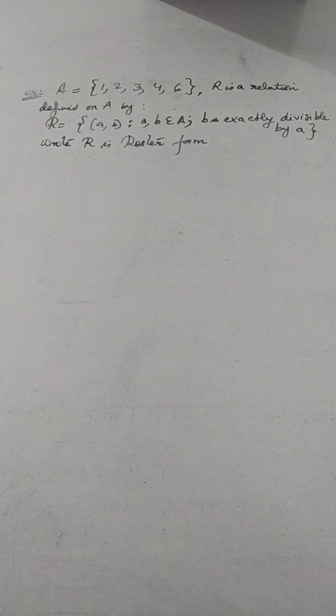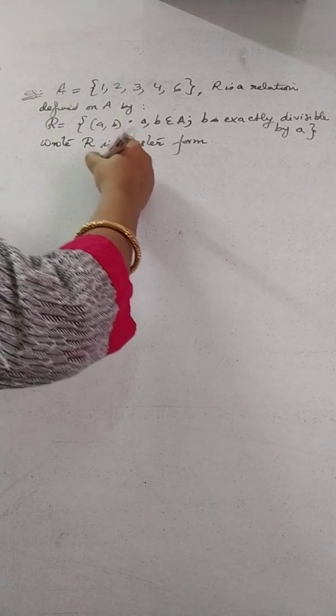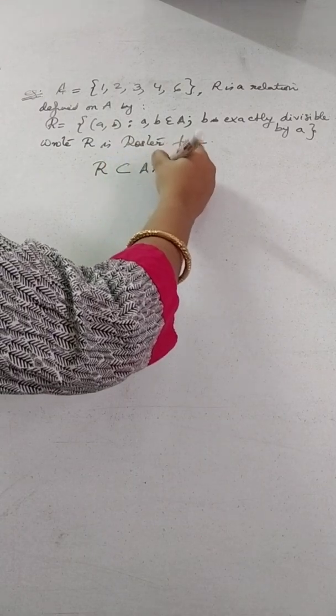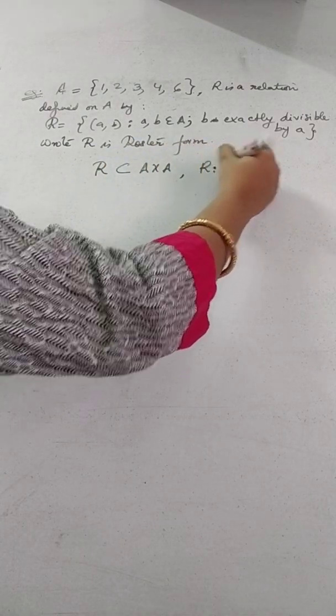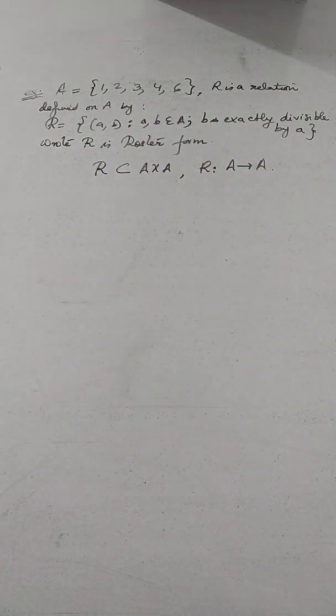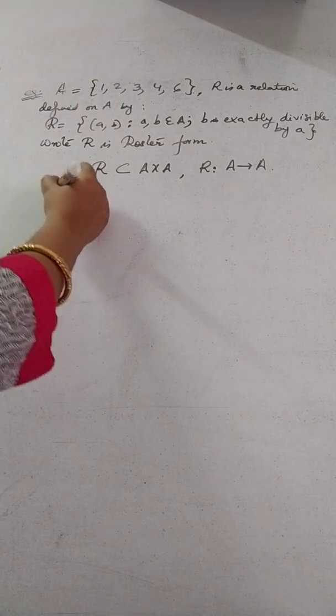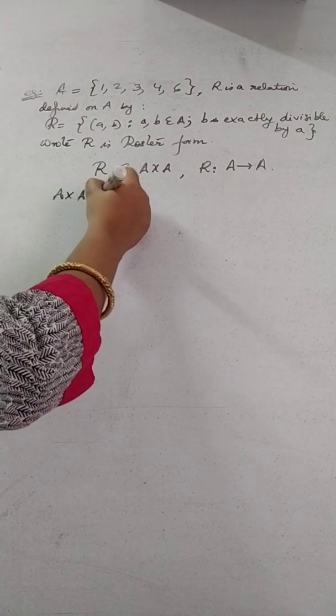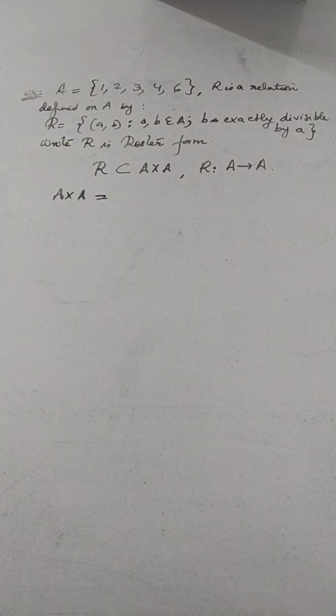This is the question. So definitely there's a single set here. R is going to be a subset of A cross A, a relation from the set A to A itself. There's no other set. I have to consider those pairs where the second component is divisible by the first. So the best option is to list A cross A, otherwise halfway through you will get confused and not be sure whether you have taken all the possible pairs.